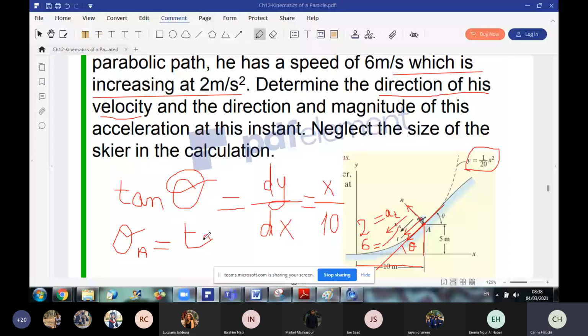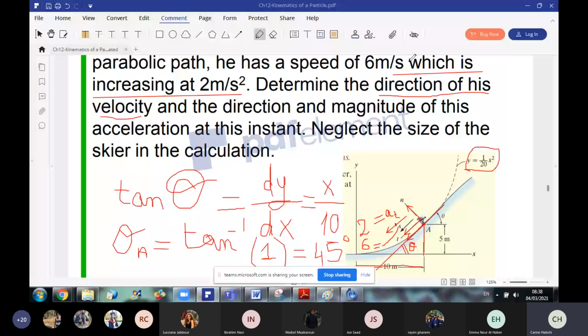So tangent minus 1 of 10 over 10, I just replace xA by 10. I get 10 over 10, which is 1. What is tangent minus 1 of 1? It is 45 degrees. So I can deduce from here that the velocity is making an angle of 45 degrees with the horizontal axis. So the angle here is 45. In this way, I found the direction of velocity.